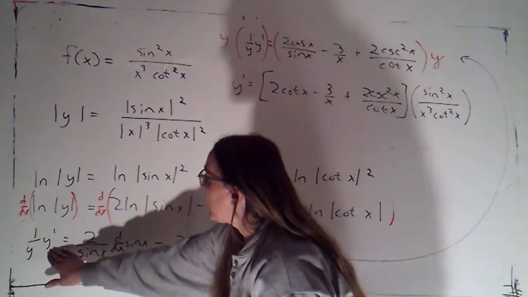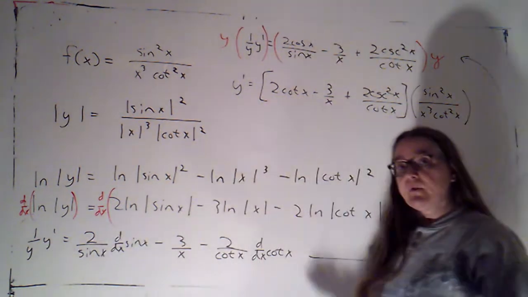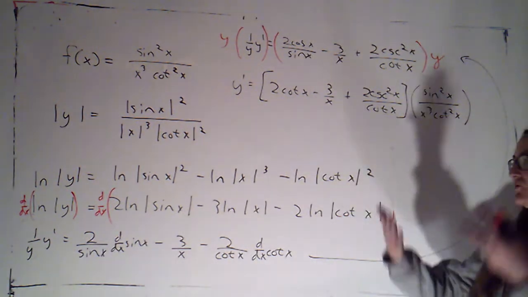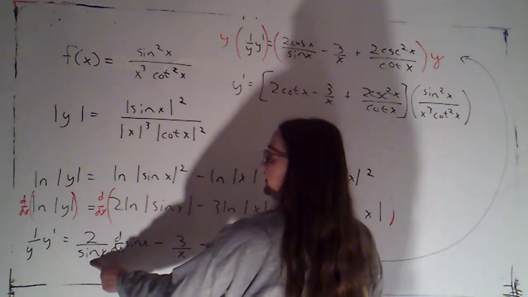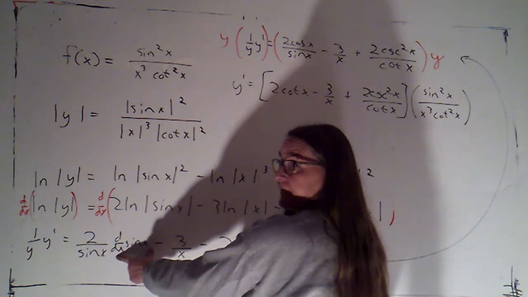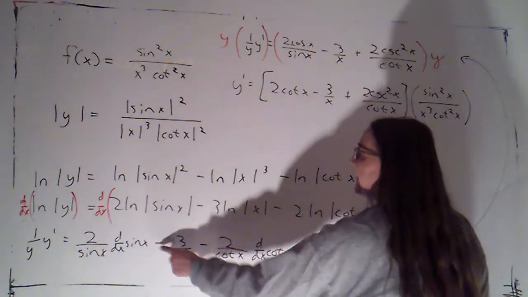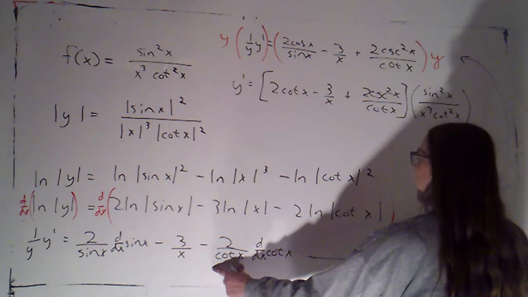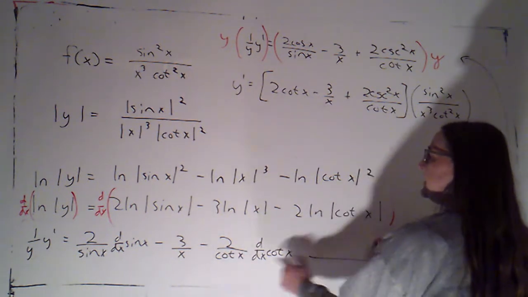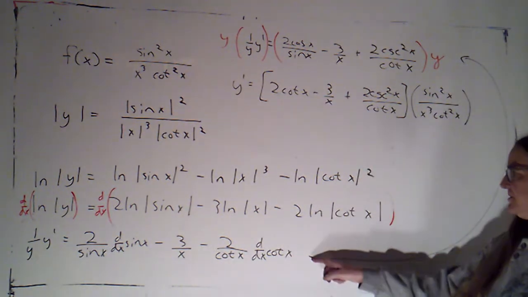We get 1 over y times y prime. The derivative of the log of the absolute value just gives me the reciprocal. So here we got 2 copies of the reciprocal of sine x, and then times the derivative of sine. Here we got minus 3 copies of the reciprocal of x. Here we got minus 2 copies of the reciprocal of cotangent times the derivative of cotangent.